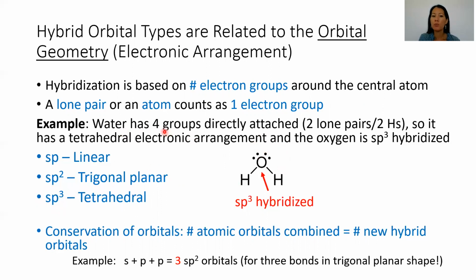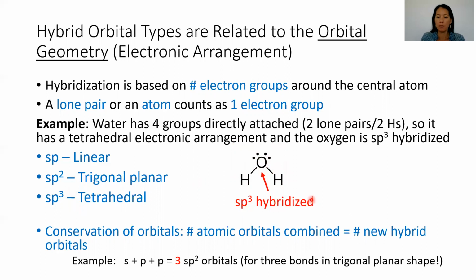Water has 4 groups directly attached to the oxygen: 2 lone pairs and 2 H's. Notice that a lone pair is a group because a lone pair is 2 electrons and takes up space, similar to a covalent bond. 4 groups will arrange in an electronic fashion in a tetrahedral arrangement, giving an sp3 orbital hybridization. So the bottom line is oxygen, because it has 4 groups, is sp3 hybridized. If you want to name the shape, you just look at the atoms and that's bent.